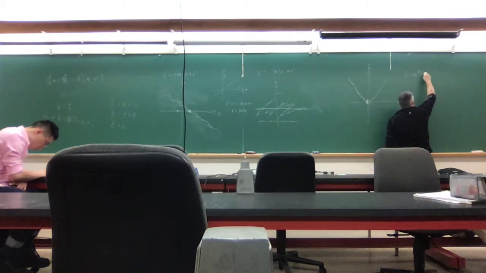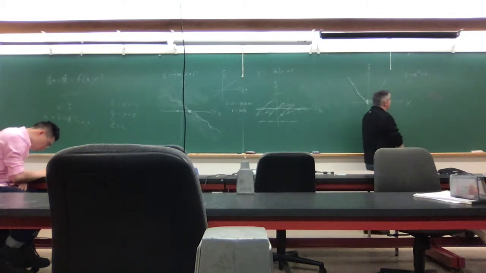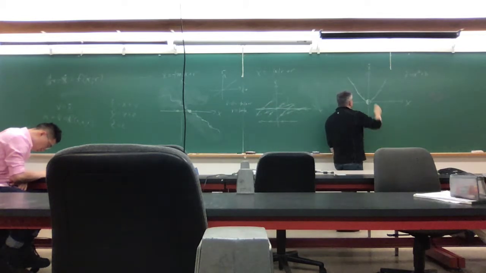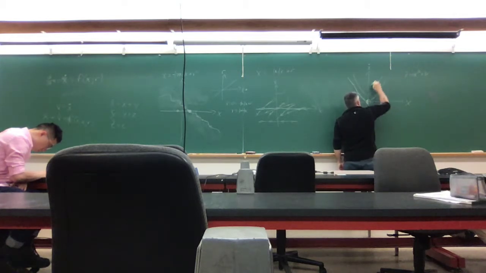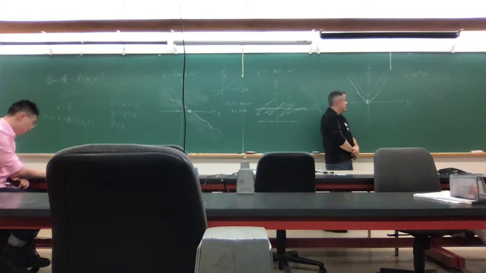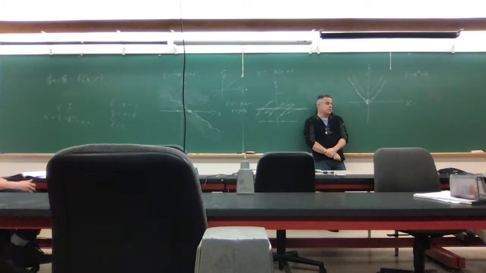What if I add a constant to this? What are the possibilities now? What if B is positive? What does it look like? It's like this, right? Here's B. So what's the behavior there?